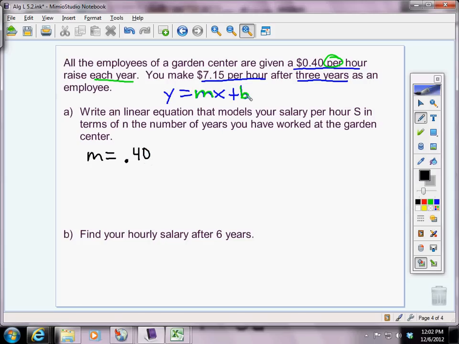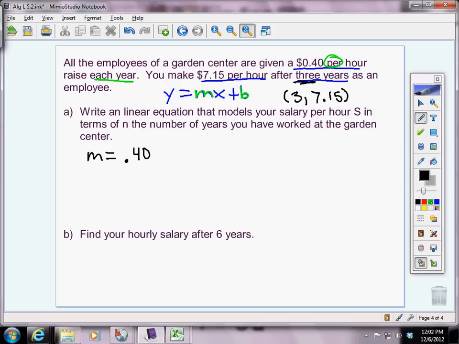Remember, b stands for our initial value. Don't automatically assume that the $7.50 is our initial value. Initial value would have to be what you make at year 1. This says you make $7.50 per hour after 3 years. We can use that idea of setting up an ordered pair, setting up a point, setting up a relation. After 3 years, you make $7.50.